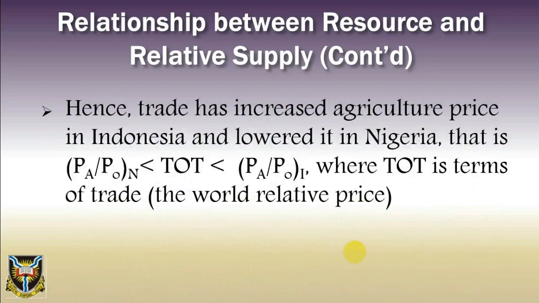That is, PA divided by PO in Nigeria is less than TOT, which is less than PA divided by PO in Indonesia, where TOT is terms of trade.